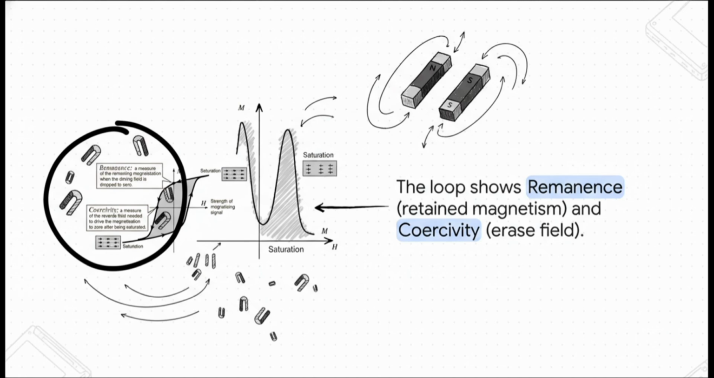See? Even when that external field drops back to zero, the material holds on to some of its magnetism. That leftover magnetism is called remanence. It's how much of that magnetic history it keeps. And to completely wipe that memory clean, you actually have to apply a magnetic field in the opposite direction. The amount of force you need to do that is called coercivity, basically how stubborn the magnet is, how hard it is to make it forget.